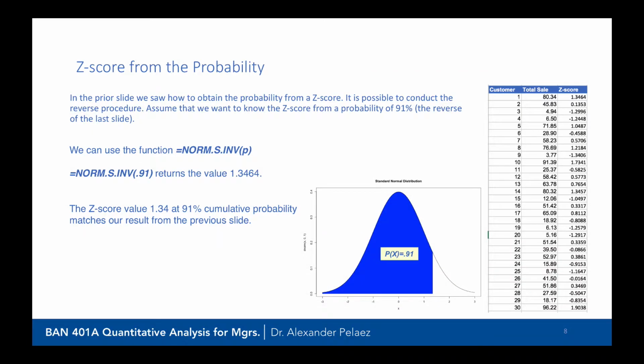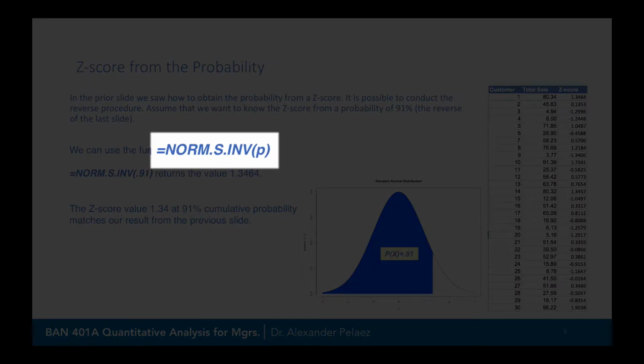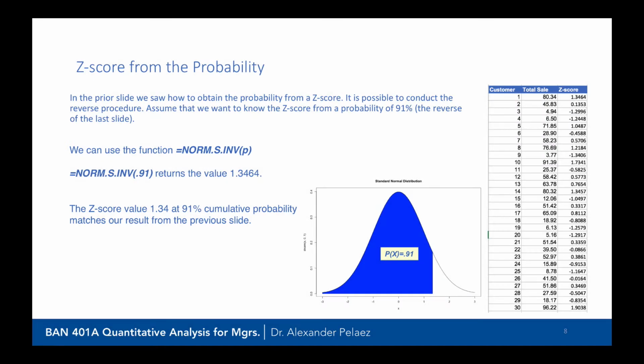Now, in the prior slide, we saw how to obtain the probability of a z-score. It's possible to conduct a reverse procedure. Assume that we want to know the z-score from a probability of 91% or 0.91. We can actually use the reverse. So we will do NORM.S.INV with the probability. If we put in 0.91 as the parameter, it will return 1.3464. What this basically says is that if we're looking for the 91% cumulative probability, the z-score is going to be 1.3464. We can then use that to calculate what the total sale would be at that 91%.